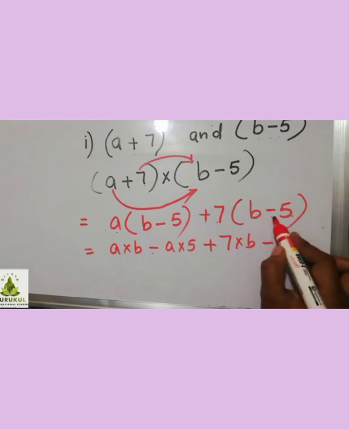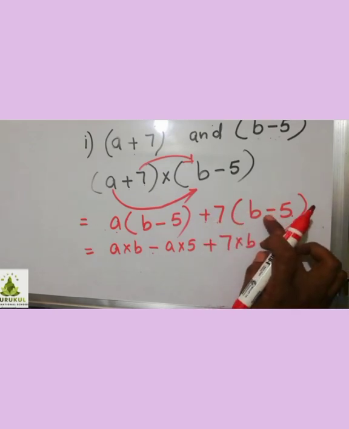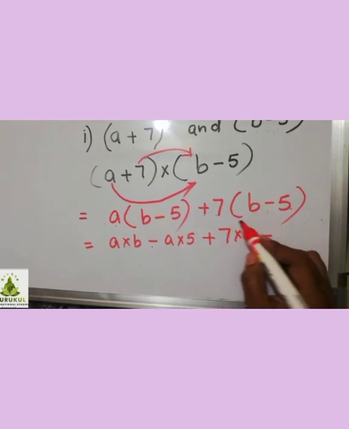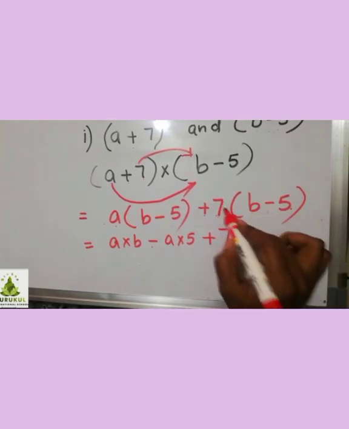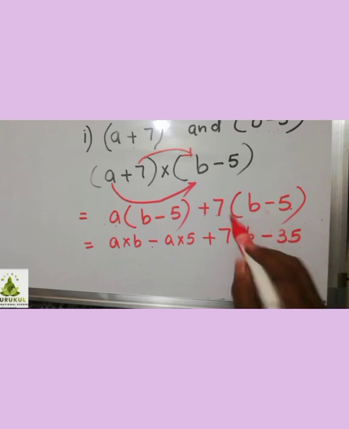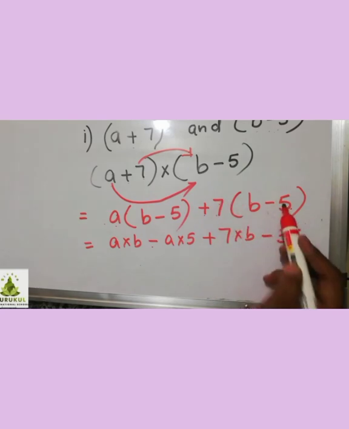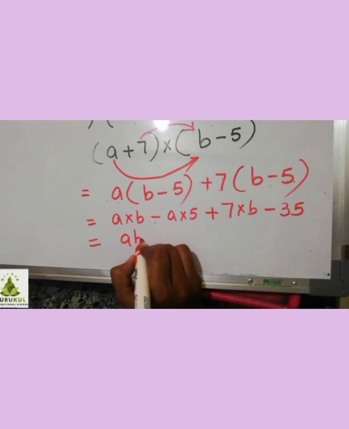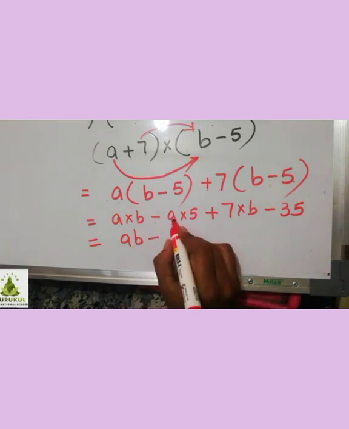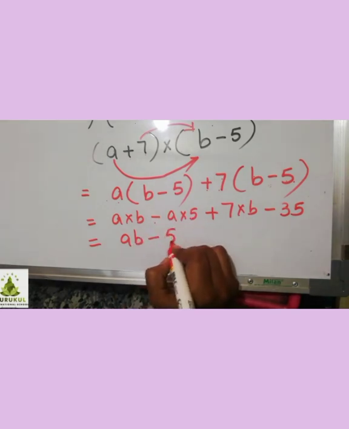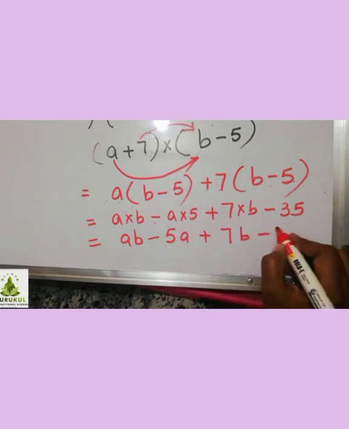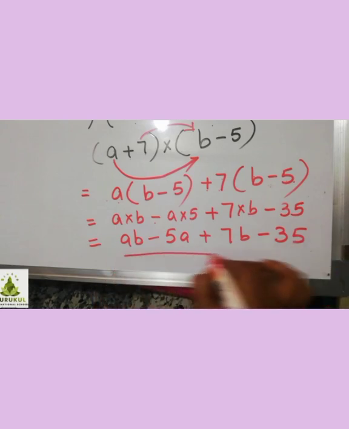Sign we have already multiplied. 7 into plus into minus, minus. Is it clear? So now what you will do? 7 into 5 you can multiply. That is 35. 7 into b, 7 with b, and plus 7 with minus 5 you have to multiply. So you are getting this. So what will be the final answer? a into b means ab, minus sign, 5 into a or a into 5 means 5a, plus 7 into b means 7b minus 35. This is the answer. Understood this?